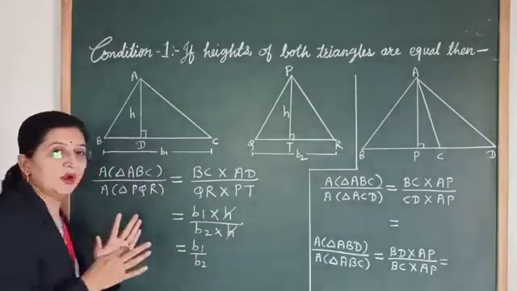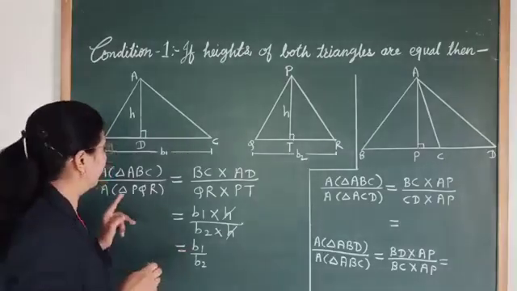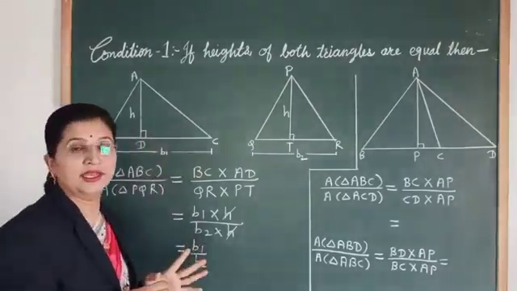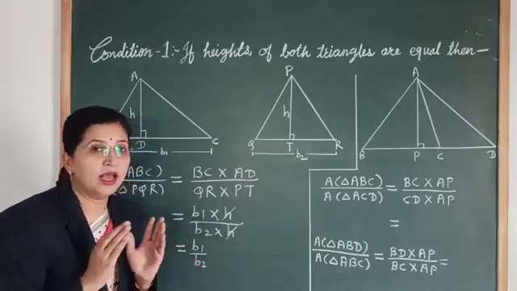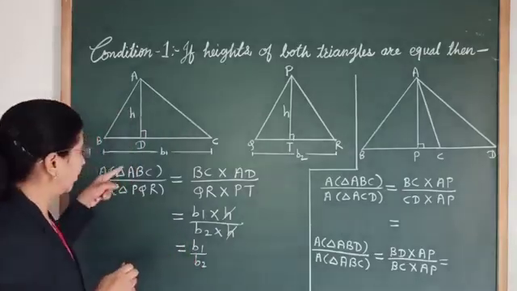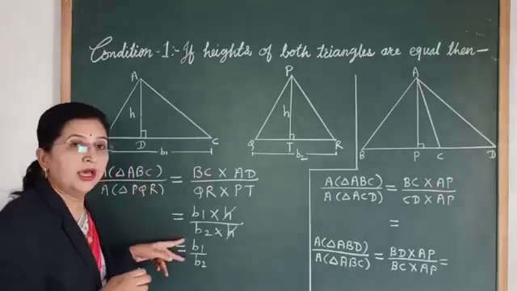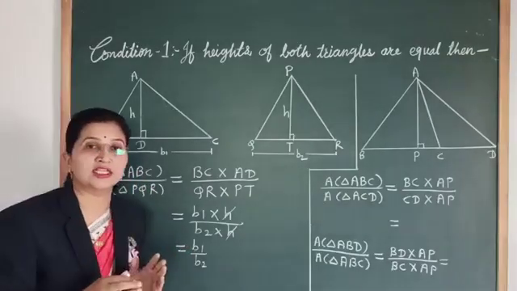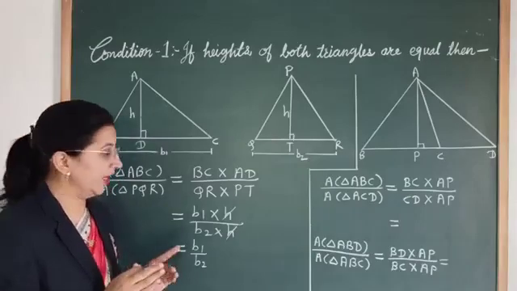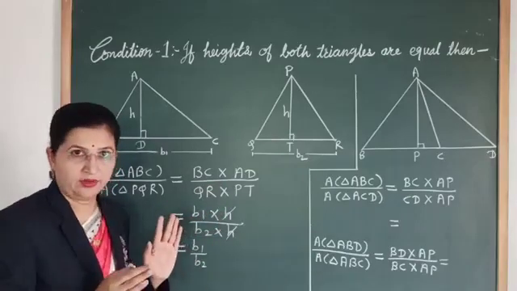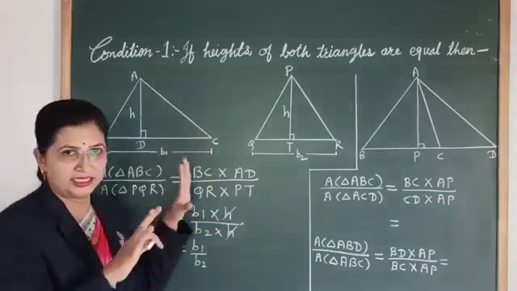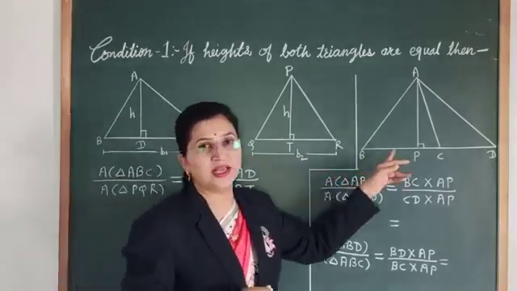Okay, so from this we got the property that if the given triangles have equal heights, then the ratio of areas of two triangles is equal to the ratio of their corresponding bases. Okay, when the heights are equal. Now here the triangles are separate. Suppose we are given the figure in this way.